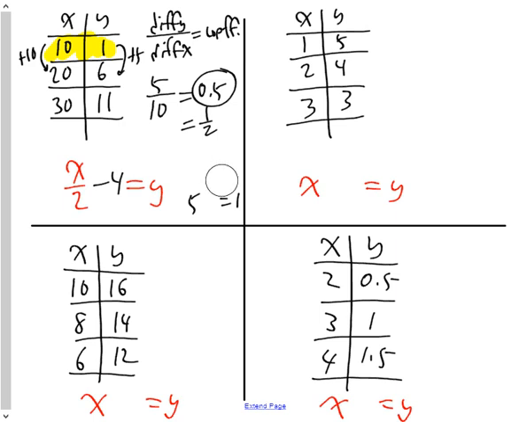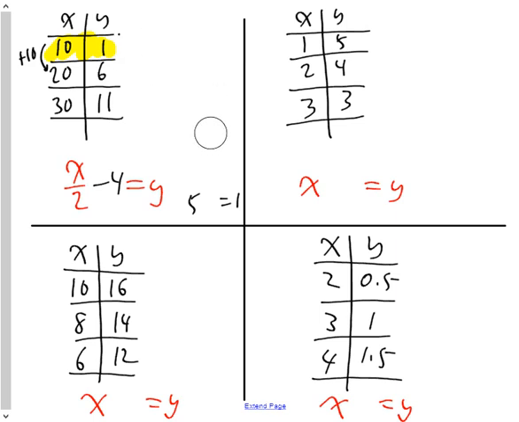So if I use this as my equation, and erase all this stuff here now, what I will find is that taking any x value, in this case 30, 30 divided by 2 is 15, and 15 take away 4 is 11. If I move it up here, 20 divided by 2 is 10, and 10 take away 4 is 6, and so on and so forth. So that's the equation that matches all of those ordered pairs in the table of values.